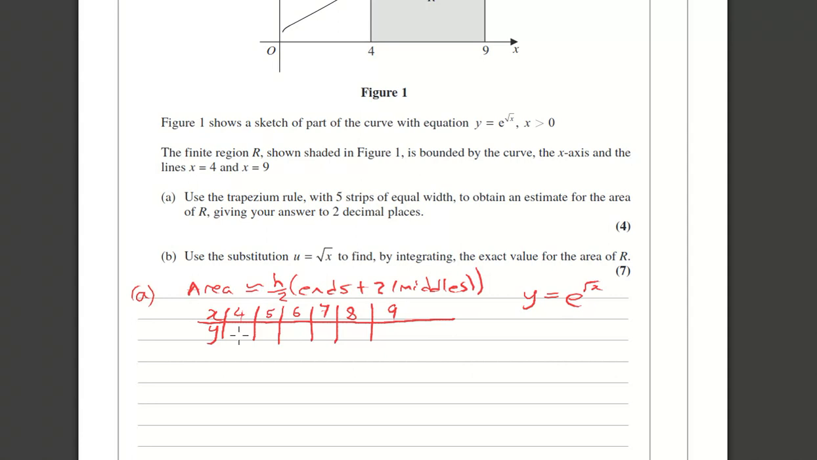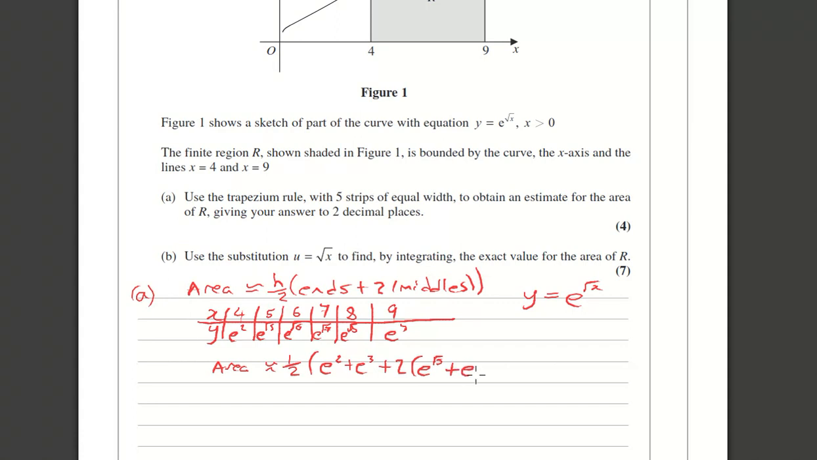We can work out our corresponding y values: e squared, e to the root 5, e to the root 6, e to the root 7, e to the root 8, or e to the 2 root 2, or e to the 3. And we're just simply going to put those in our formula. So the area roughly equals strip width, that's just the gap between any x ordinate. So it's going to be 1 in this case, so that first bit is going to be a half. Ends, that's just the one at the start and the one at the end, and you add them together, and then plus 2 times the middles, which are also going to be added together.